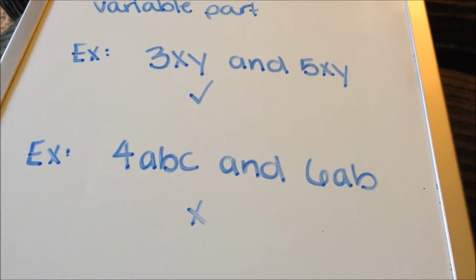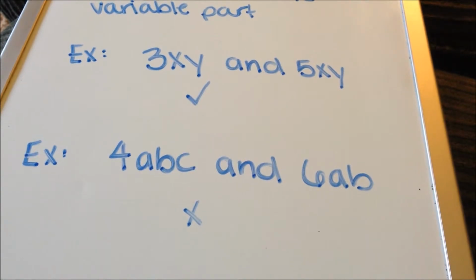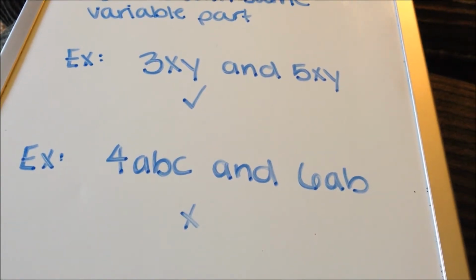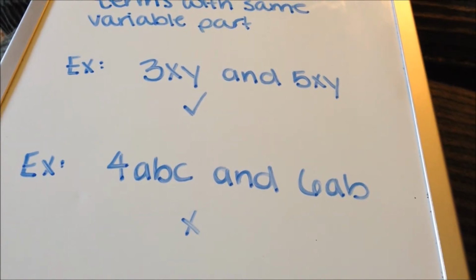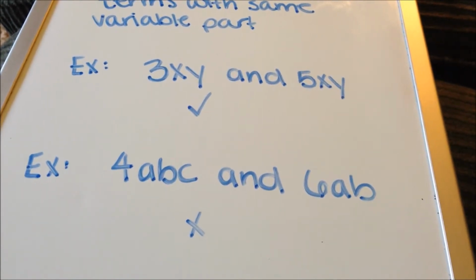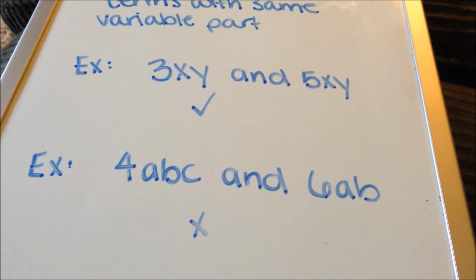Another example is 4abc and 6ab. These terms are considered unlike terms because they do not contain the same exact letters or the same exact variables, and they also have to be raised to the same exponent.